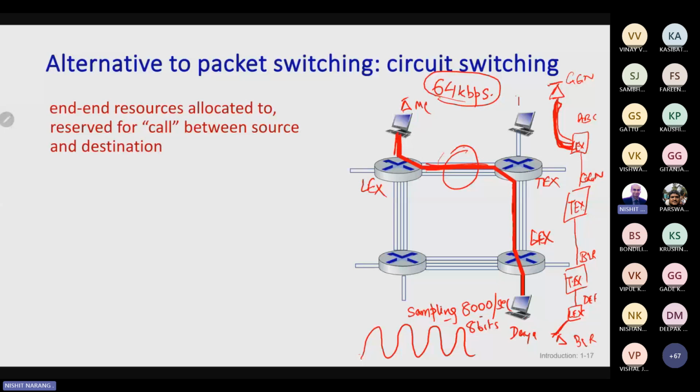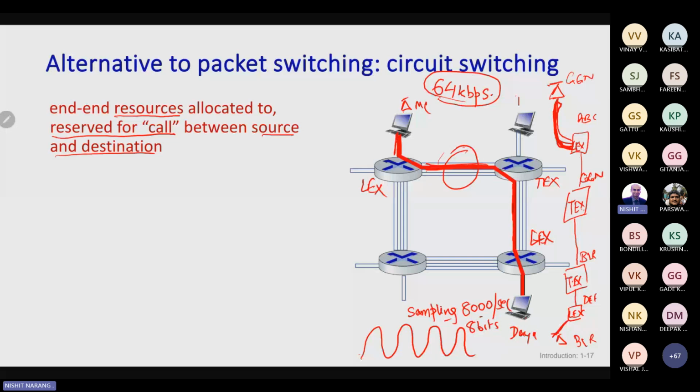If I use it, which means if I'm talking, some voice will be flowing on top of it. If I don't use it, if I'm silent, what will happen? The circuit will remain established. The bandwidth will remain reserved for the call between me and Dayanand. Nothing will flow on that link, on that circuit. But what will happen? I'll be billed for it. Because the resources, what are the resources? Capacity. The capacity or the resources have been reserved for the call between the source and the destination.